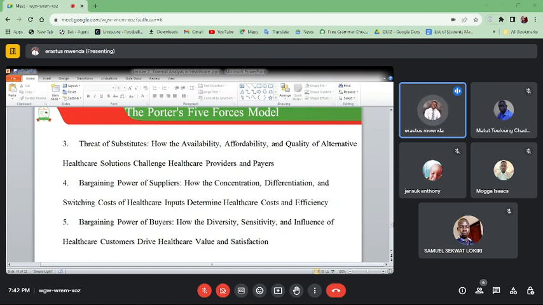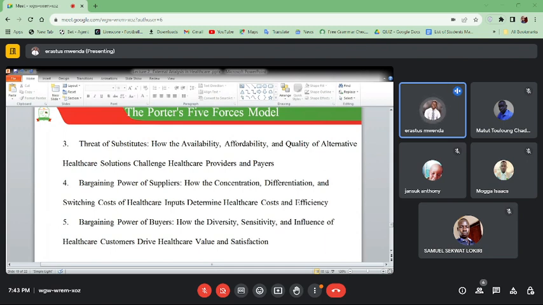Now, Porter also talked about the threats of substitutes. How is the availability and affordability and quality of alternative healthcare solutions? That is a major issue. And he also talked about the bargaining power of suppliers. What is the concentration of the suppliers available? Differentiation, that is, the uniqueness of the goods or inputs that they are supplying to us. Switching cost of healthcare inputs.